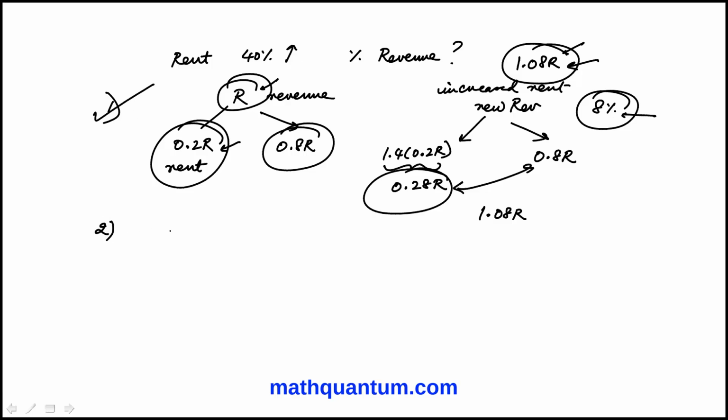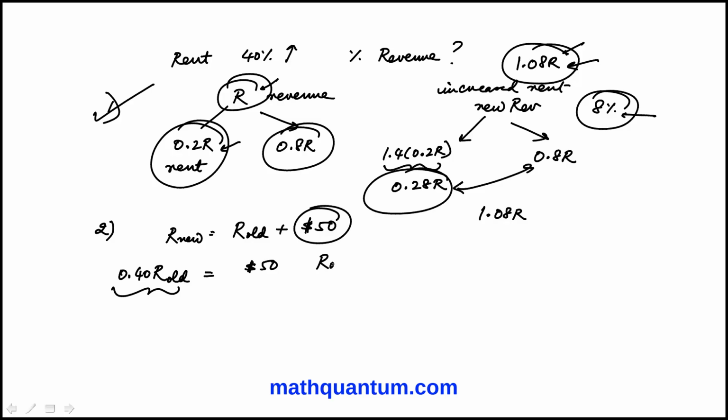And statement 2 just says that the new rent is $50 more than the previous. So with that alone, I guess we can just figure out the rent part, which is that the rent increased by 40%. So if the original is R, the increase is 40% of that, and that's this increase, $50. So we can figure out our rent. That's pretty much all you can do.